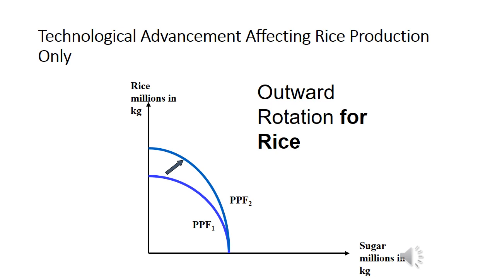Now sometimes the event may only affect the production of one good. Now in this example, you have technological advancement affecting rice production only. So the economy can now produce more rice, more rice. But for production of sugar, it remains the same. Nothing is changing for sugar. So when you combine the extreme points, PPF 2 will look like this. Now we call this an outward rotation. And please label the product for rice. It rotates outwards for rice. So sometimes the event can affect the production of one good only. So please read the question carefully.